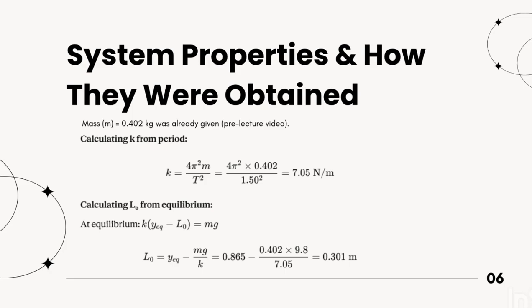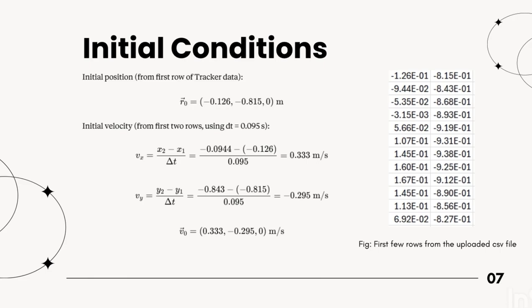per meter. To find the relaxed length L0, we use the static equilibrium condition. At equilibrium, the spring force exactly balances gravity, meaning k times the stretch equals mg. The equilibrium y position from our data is approximately minus 0.865, so solving gives us L0 equal to 0.301 meters. The initial conditions for the computational model were derived directly from our tracker data.